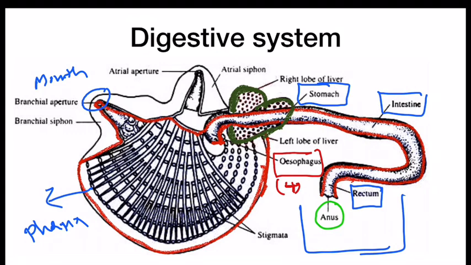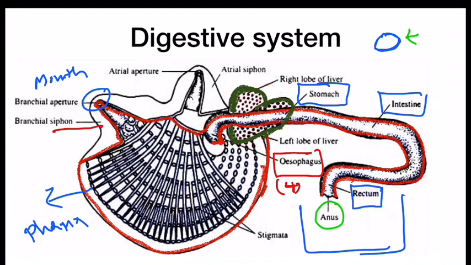So the mouth is present in the branchial aperture, and this mouth opens into the buccal cavity. This buccal cavity is a very short and narrow cavity that is present in the branchial siphon. Near the base of this buccal cavity a sphincter is present, and this sphincter wall is made up of muscles. The contraction and relaxation of this sphincter wall regulates the opening and closing of this mouth in the anterior part of the digestive system.